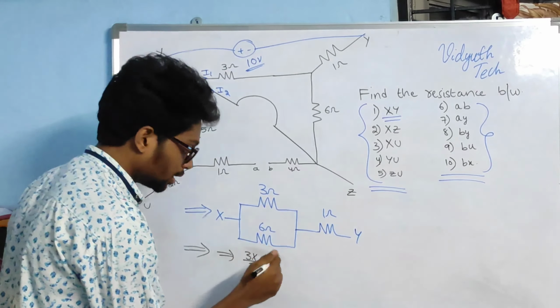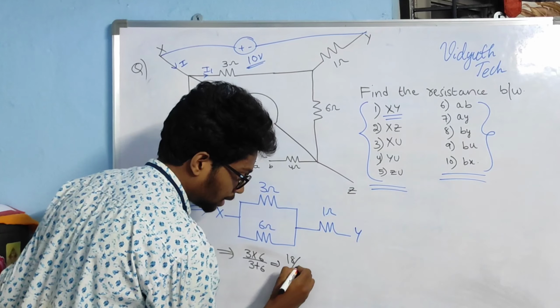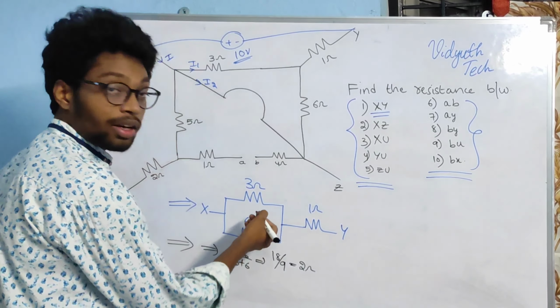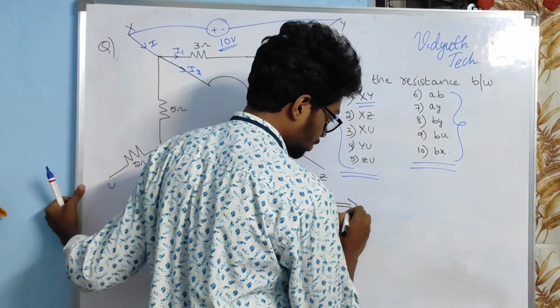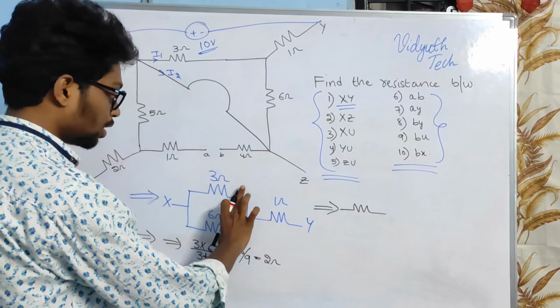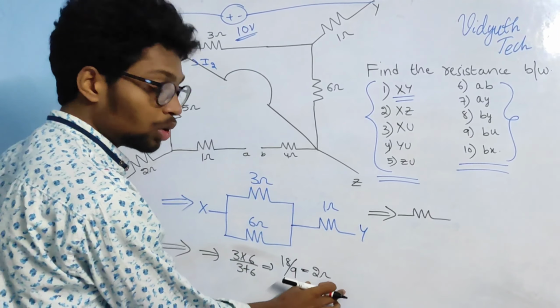3 into 6 equal to 18. 3 plus 6 equal to 9. So 2 ohms. Okay, I am redrawing the equivalent circuit over here. This is the equivalent resistance for 3 and 6 ohms connected in parallel. So 2 ohms.